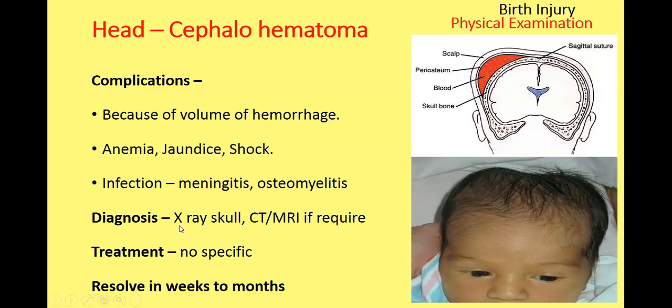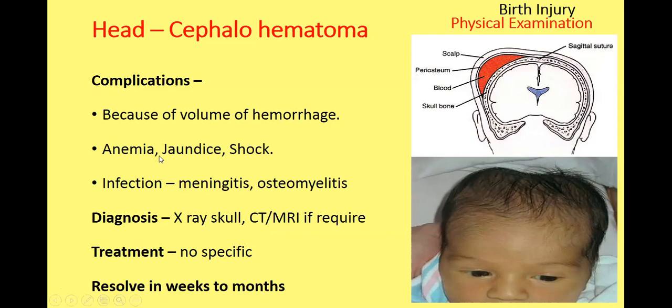For diagnosis, X-ray skull, CT, MRI are used. Usually X-ray skull is sufficient, but CT and MRI are required if there is active hemorrhage, to rule out active or chronic active hemorrhage. The treatment: no specific treatment is required for the hematoma. It resolves in weeks to months, depending on the size or volume of hemorrhage.